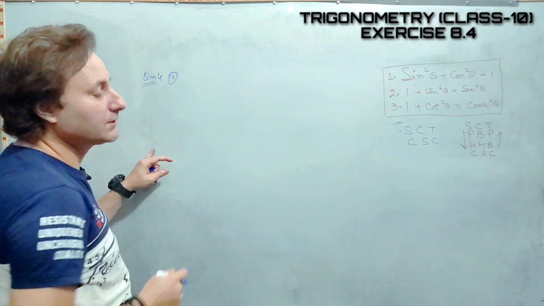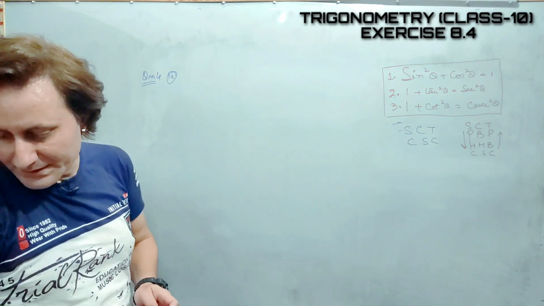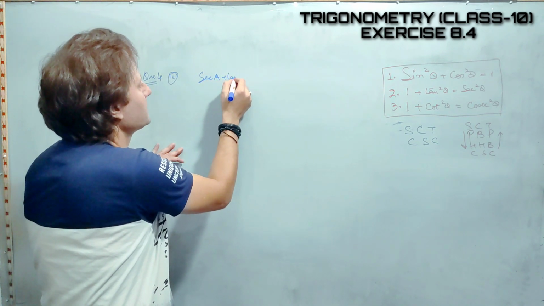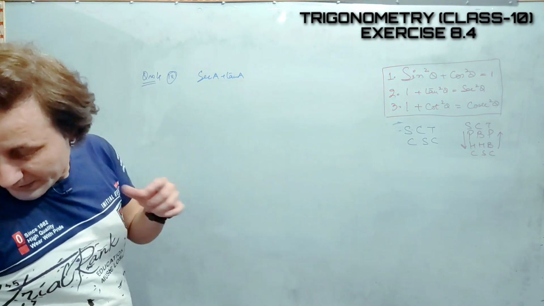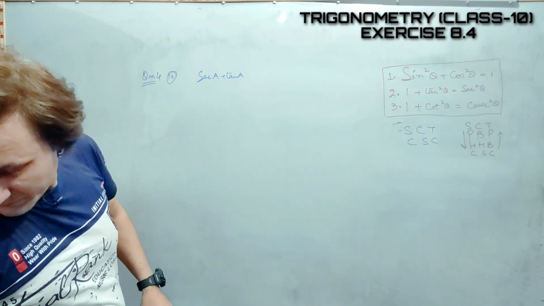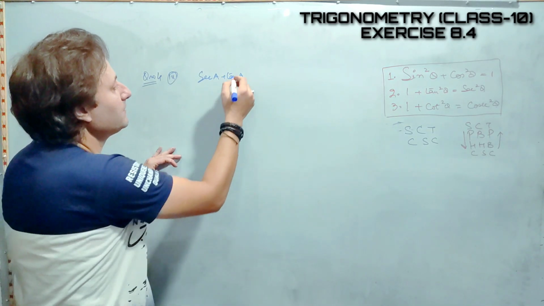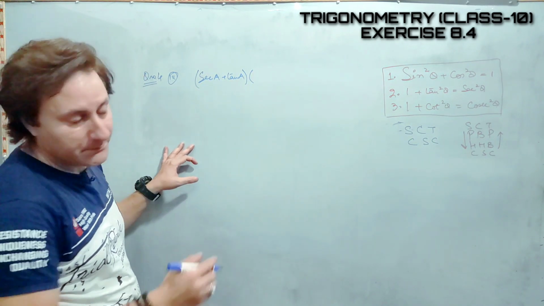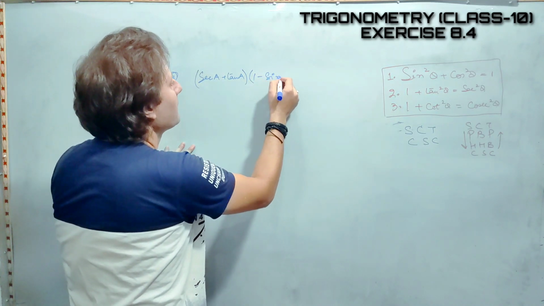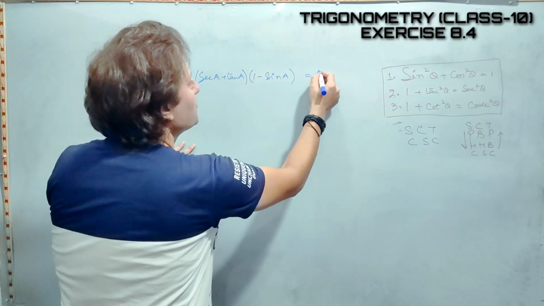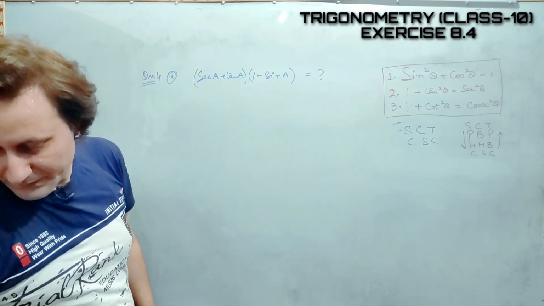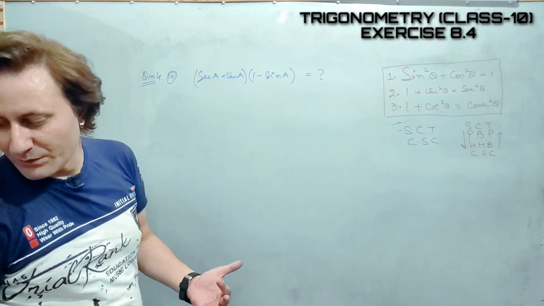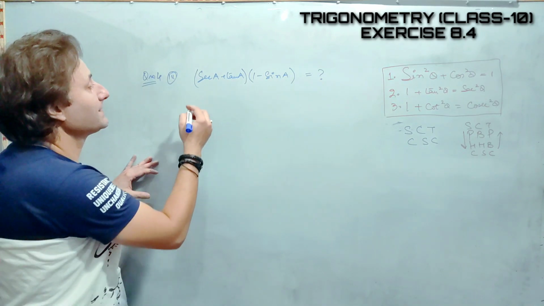So now we have the third part. What does it say? It says sec A plus tan A. Then we have another bracket. It says 1 minus sine A. Is equal to what? We have 4 options: maybe it could be sec A, sine A, cosec A, or cos A. So let's see what exactly it is.